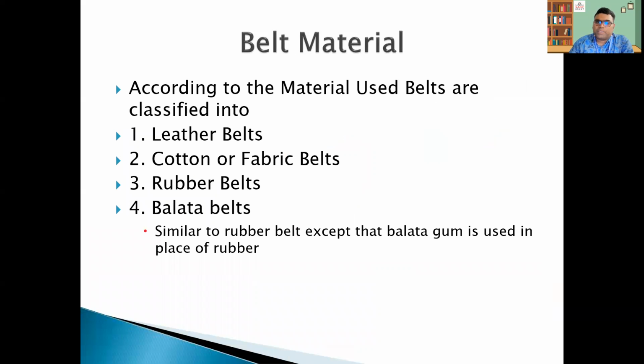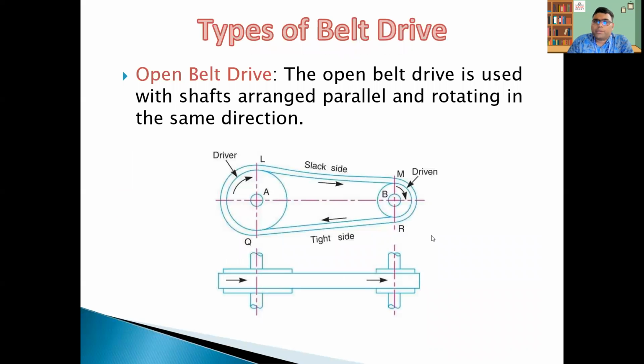Belt material. According to the material used, belts are classified as leather belt, cotton fabric belt, rubber belt, or balata. Balata is one kind of material that looks like rubber, except balata gum is used in place of rubber. Different kinds of materials are available, and these are the belt materials mostly used. And types of belt drive: we have open belt drive and cross belt drive.